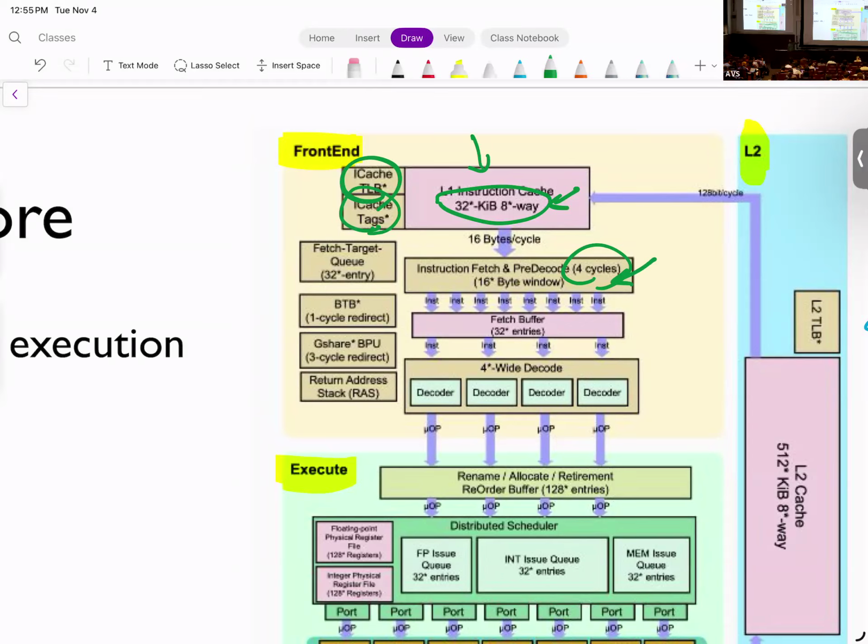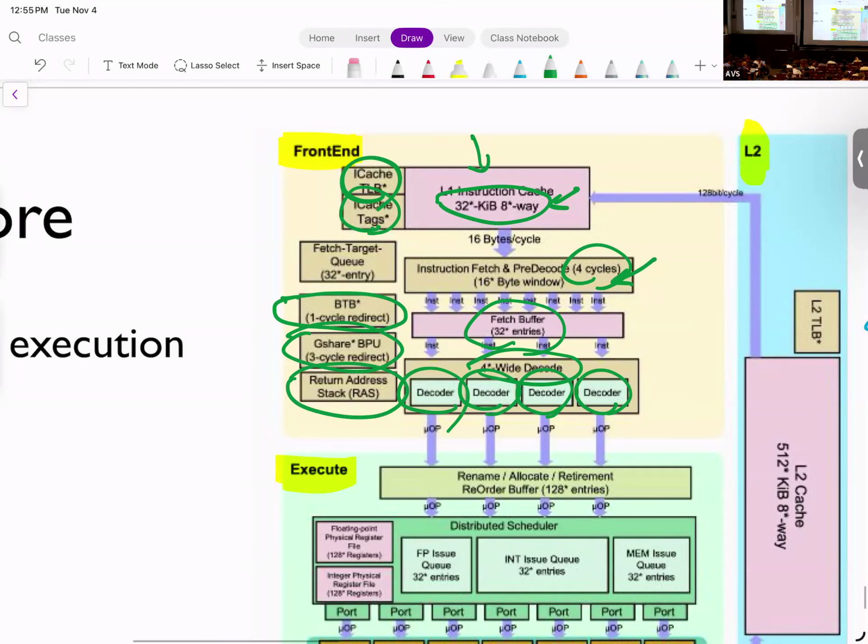This is the register that you use between the fetch and decode. You put this, it can get up to 34 entries, so this is the number of things that you can store there. Then you decode 4 wide as well, so you decode 4 instructions at the same time. And here you also have your BTB, your branch predictor, your RAS, everything also happens in the front end of your processor.